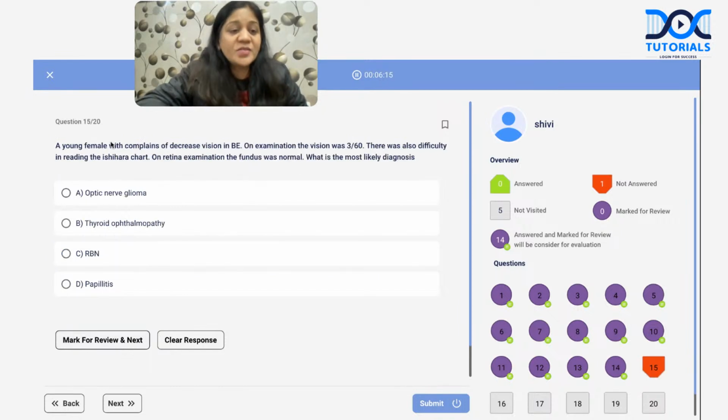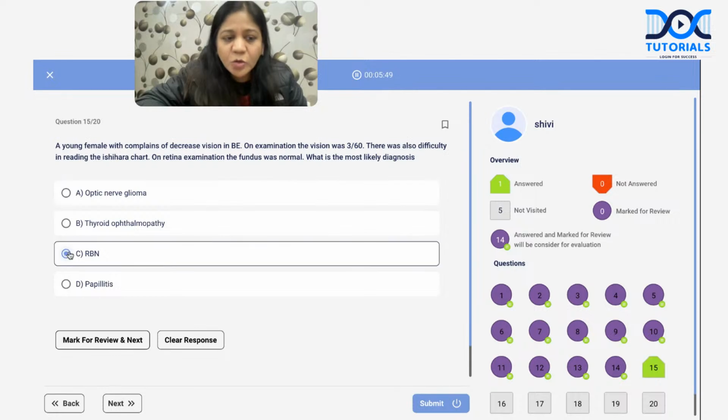Question 15 says a young female with complaints of decrease in vision. On examination the vision is less. There was also difficulty in reading the Ishihara chart. Now on retinal examination the fundus is normal. So guys, what can that be? It's a beautifully given question. Decrease in vision, color vision is affected, but the retina is normal. So it has to be optic neuritis, but this is a retrobulbar neuritis because the only statement is that the fundus was normal.